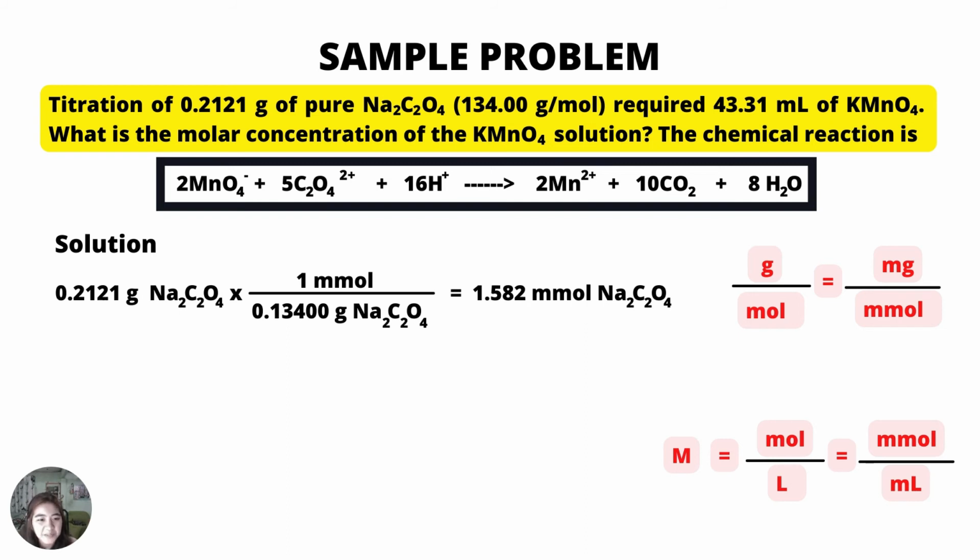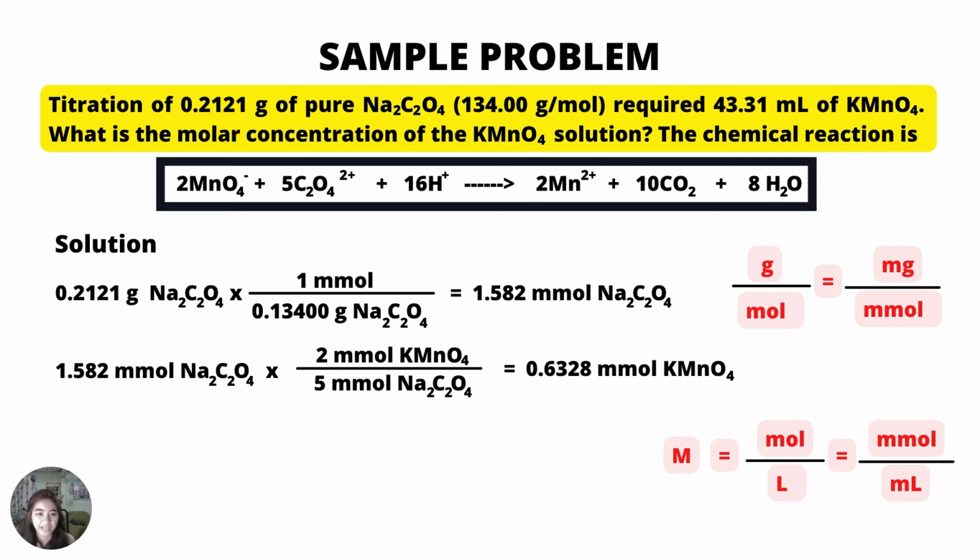So we have here 0.2121 grams of sodium oxalate times 1 millimole over 0.134 grams sodium oxalate. So as you can see, it's not 134 grams, but it's 0.134, because we need to convert the grams to milligrams so that we can proceed. So we have 1.582 millimole of sodium oxalate.